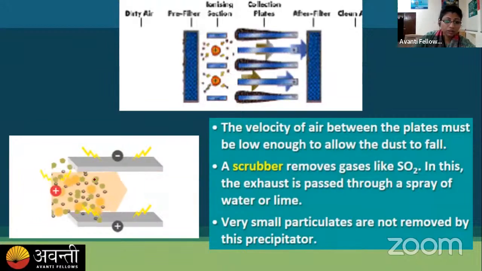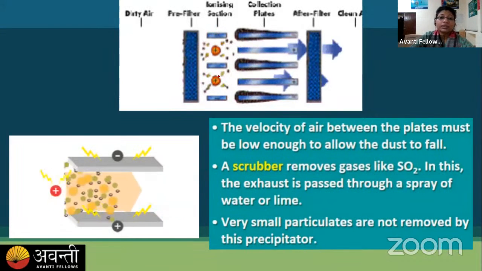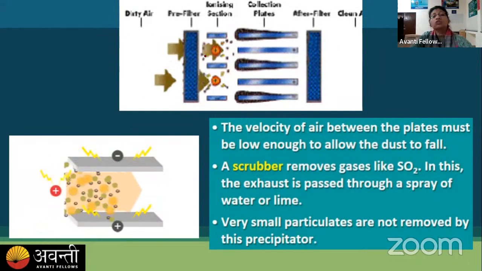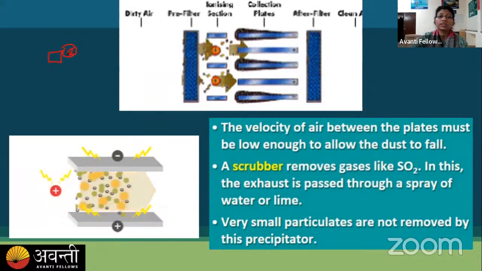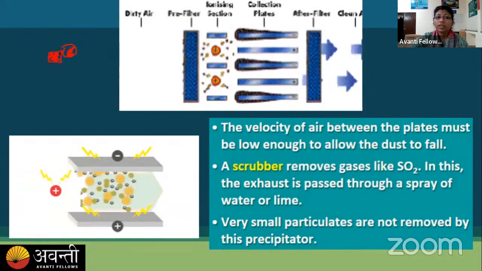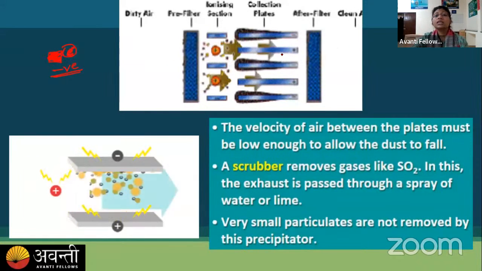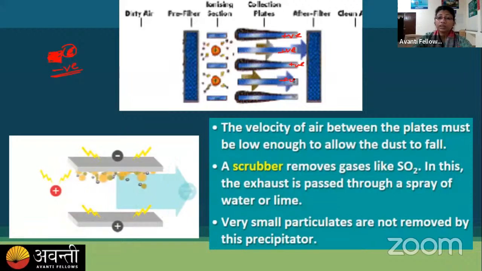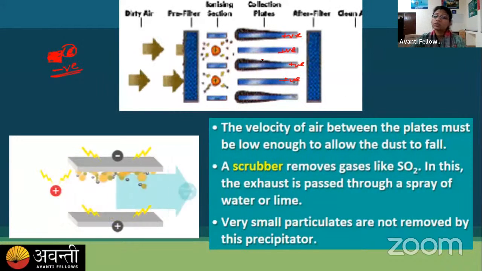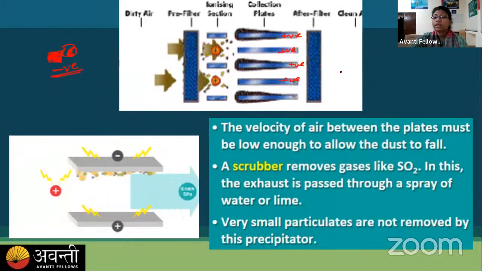As you can see here in this picture, some particulate matter is coming. These particulate matters are bombarded with electrons, so electrons get attached to the particulate matter. If this is a particulate matter and this is our electron, this electron gets attached to the particulate matter and makes it negatively charged. And the plates present in these electrostatic precipitators are positively charged. So when this negatively charged particulate matter passes through these plates, it gets attracted towards the plates, and only the gaseous particles can pass through.